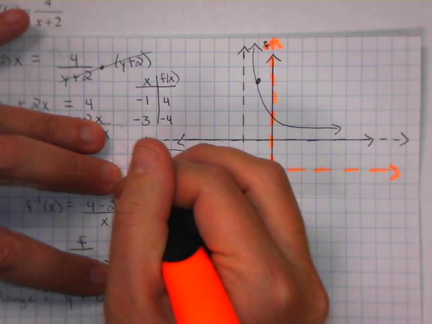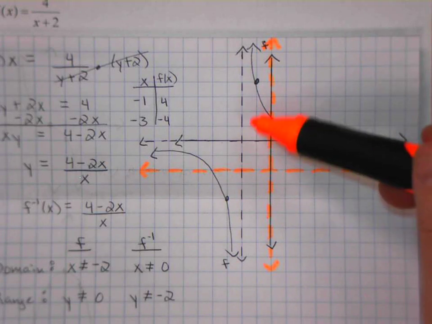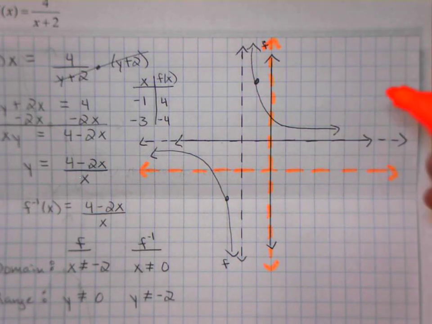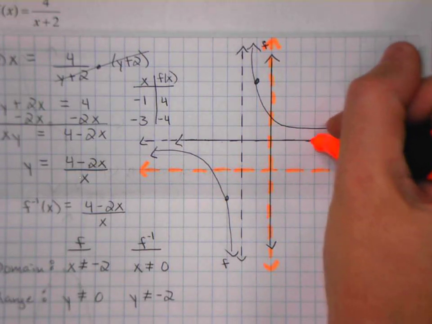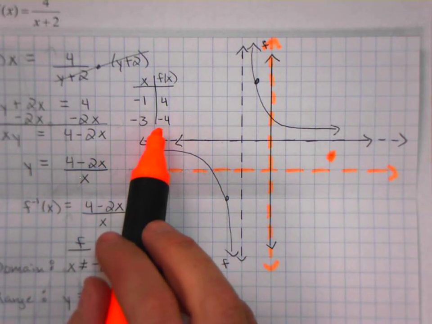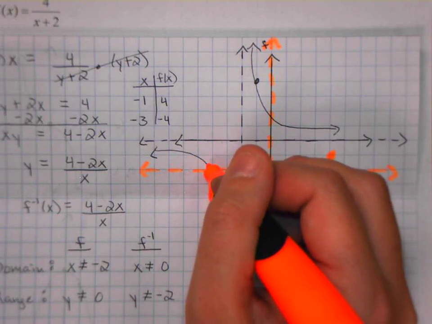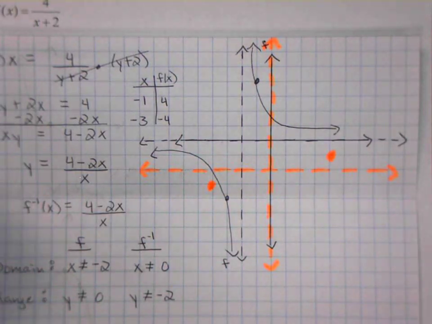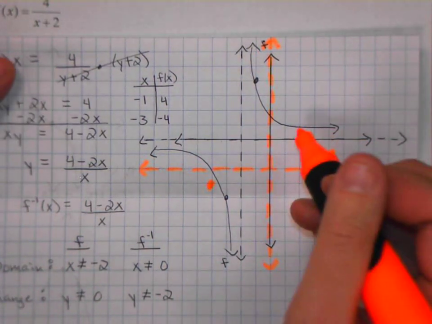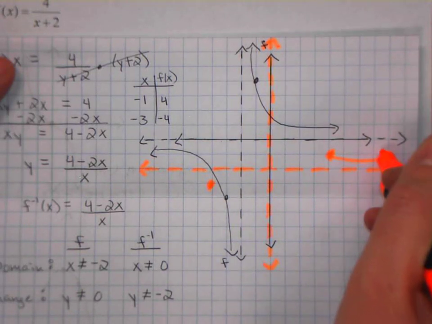And instead of actually trying to graph my inverse from scratch, I would take the points from my original function and just switch the x and y like we had done before. So it looks like I have a point at negative 1, 4. So I would now have a point at 4, negative 1. And now I would also have a point, instead of negative 3, negative 4, it'd be at negative 4, negative 3. So it should look, and just try to be careful here. I know that this is going to come up this way, and this is going to come through this way.